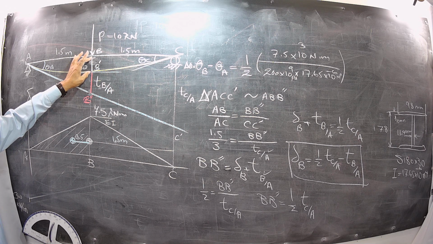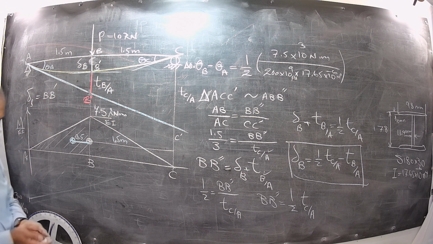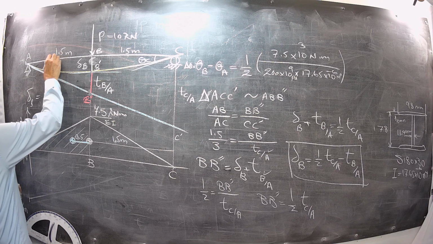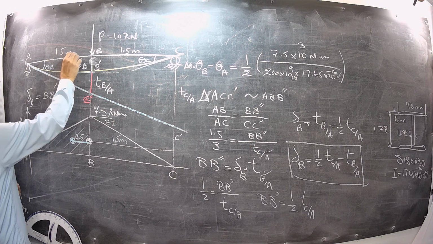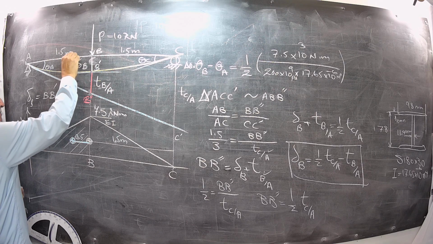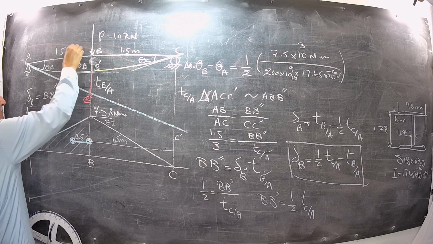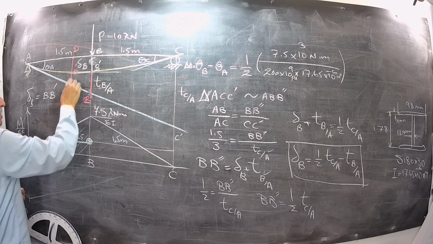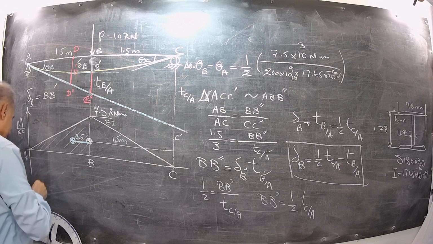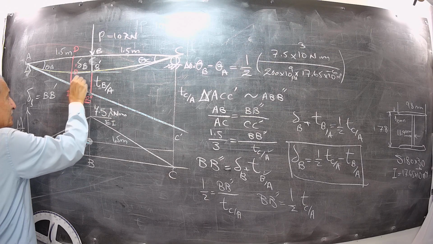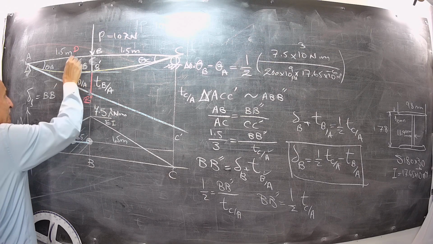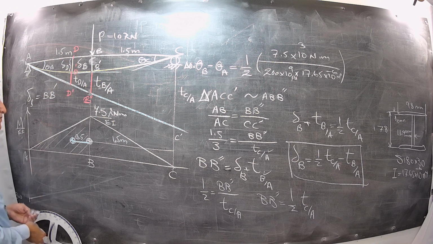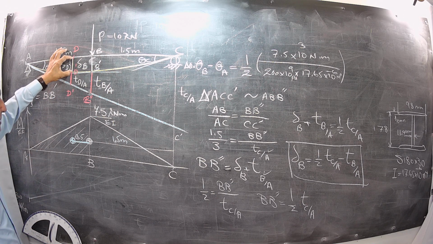If you want to find the deflection at any other point, it is easy. Just, for example, take a point 1 meter from A, and call it point D. This is D', this is D''. This is TDA, okay? And this is delta D. We wanted to find delta D.